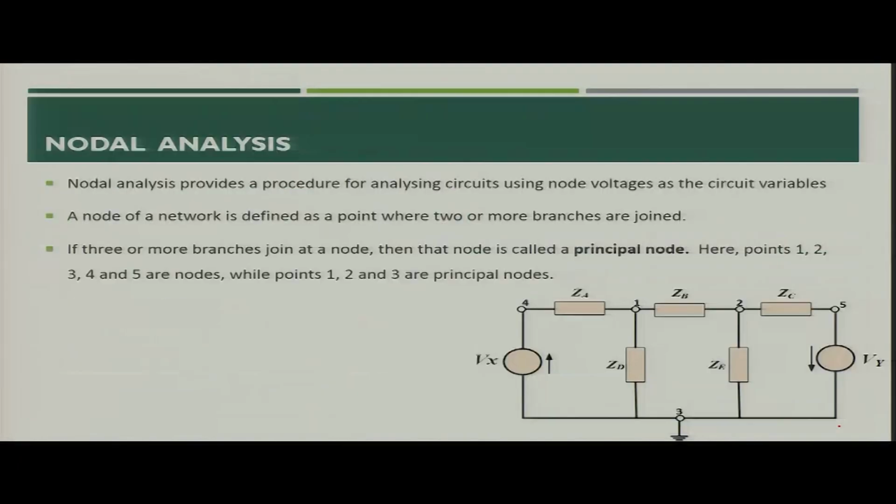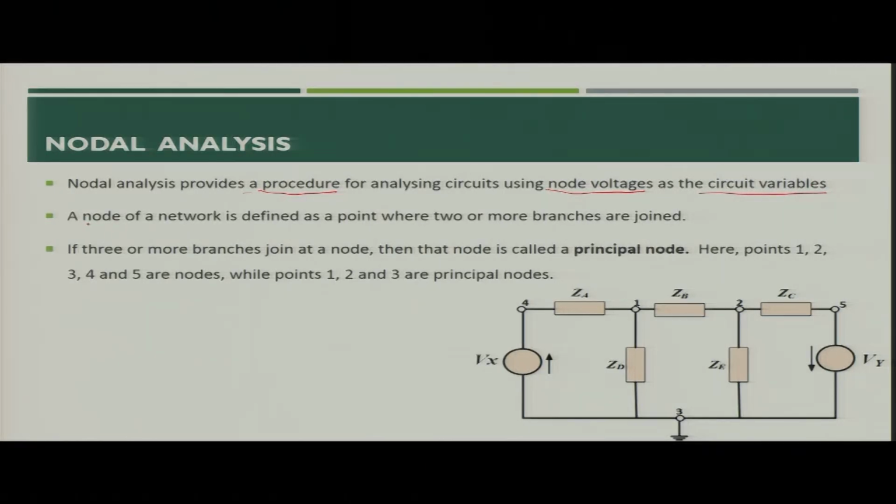So, today we will discuss nodal analysis. Let us see what we mean by nodal analysis. Actually, nodal analysis provides a procedure for analyzing a circuit using node voltage. In mesh analysis we were more concerned about the mesh current, and we utilized mesh current to solve the circuit. Here we will use node voltage as a circuit variable to solve the circuit.